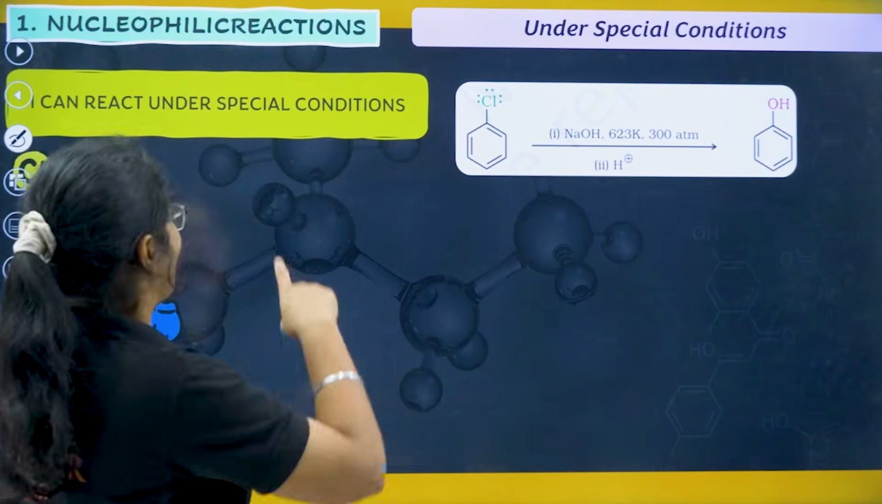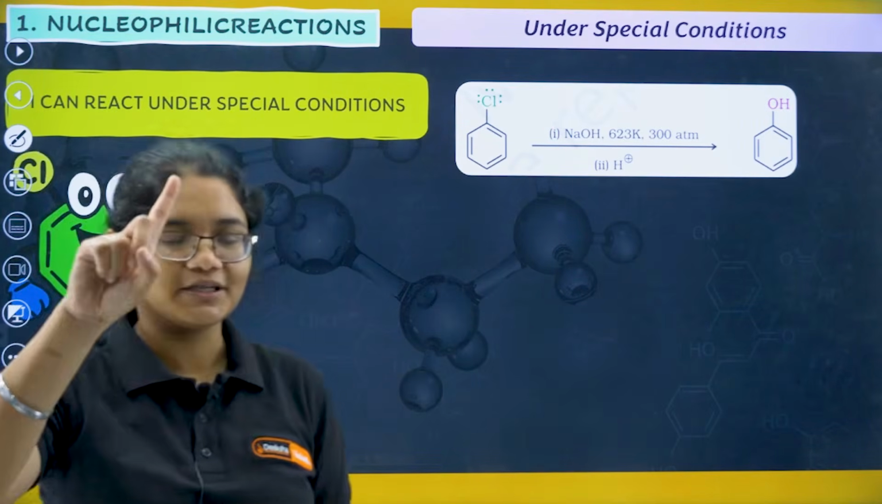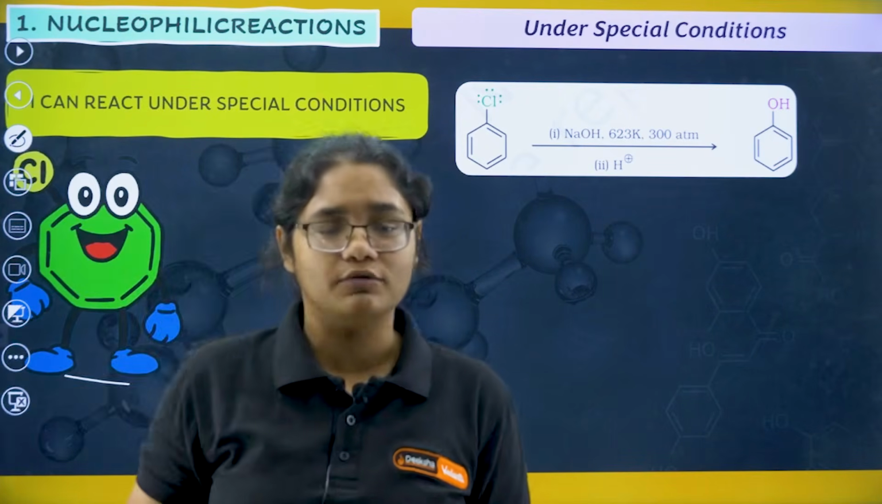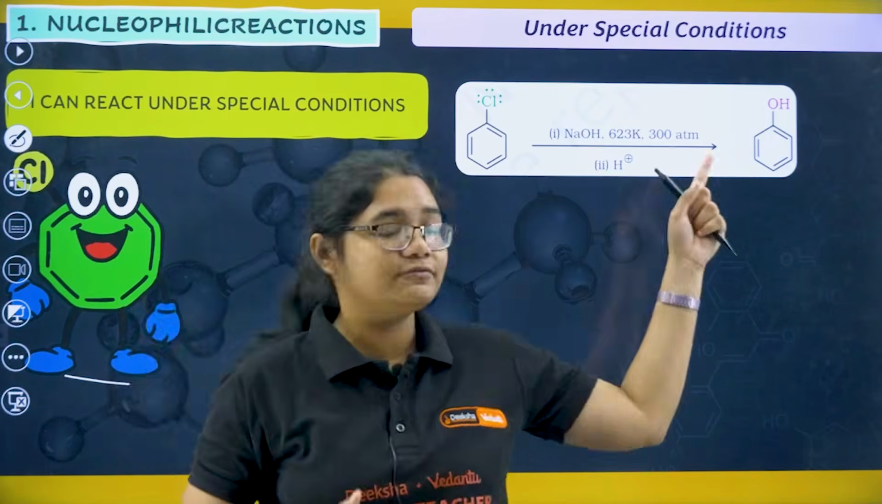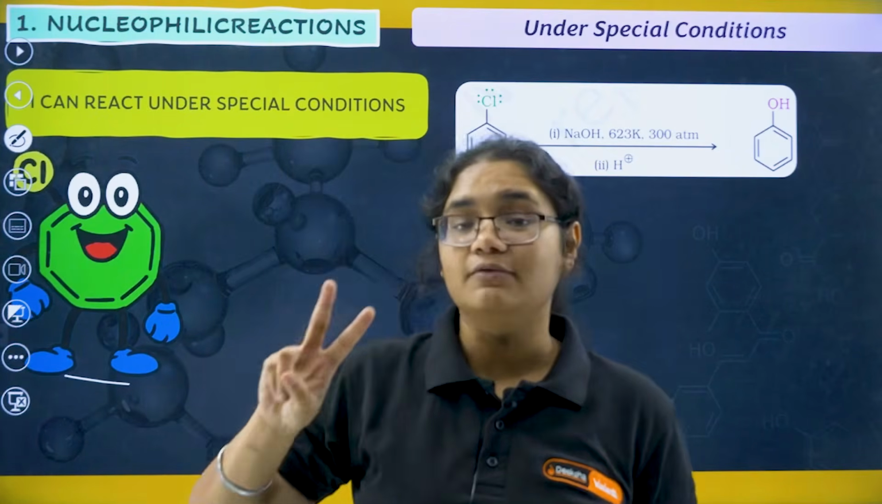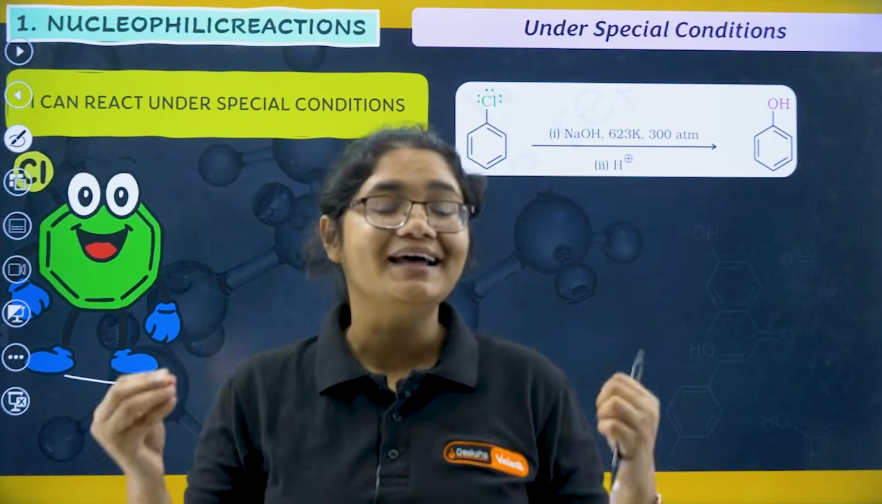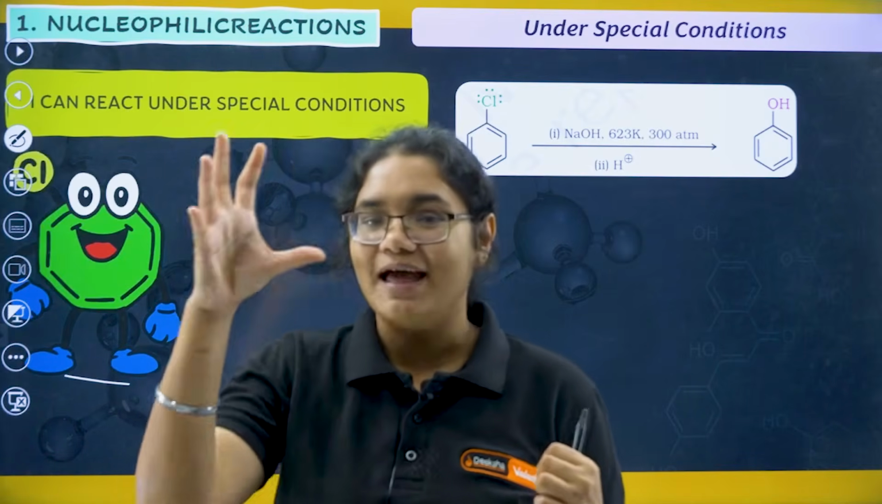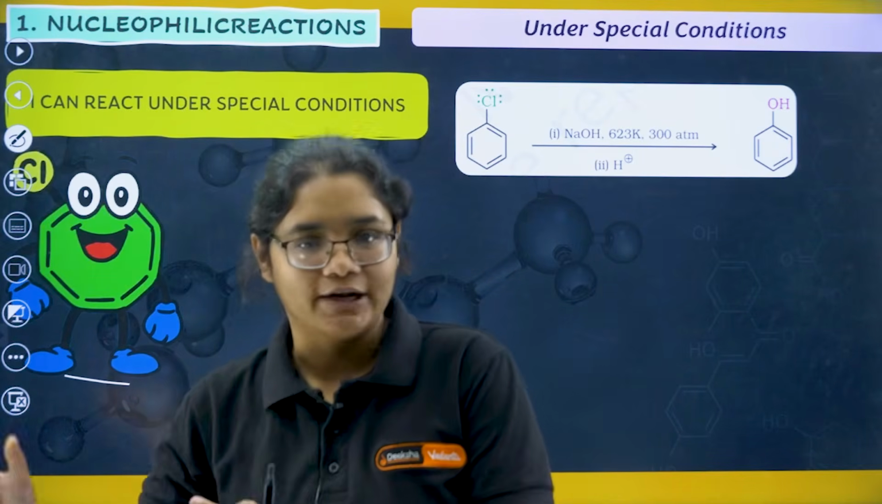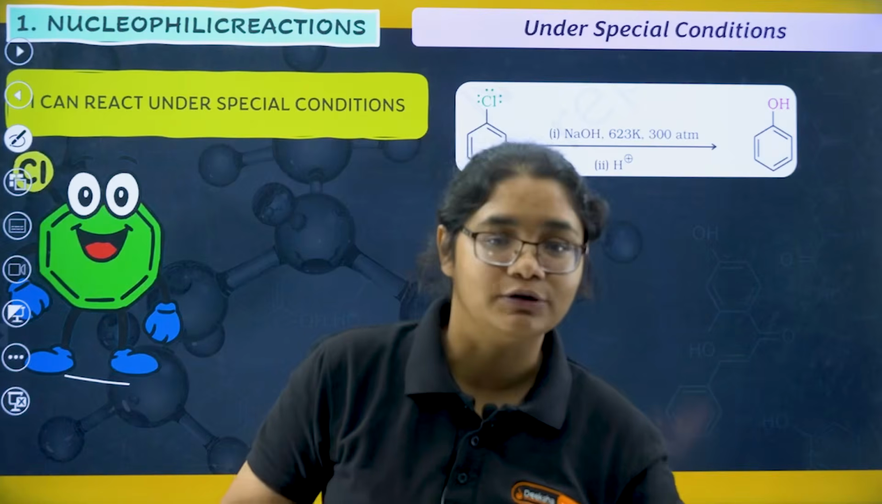So what is our tactic? We have two tactics. What are the two special conditions? One special condition is giving very high temperature and high pressure, but that is not always possible, right? You cannot have that much apparatus to give very high temperature and pressure. The second, more effective way is to add an electron withdrawing group. When you add an electron withdrawing group, the benzene ring becomes poor in electrons. Now it asks the nucleophiles for help.